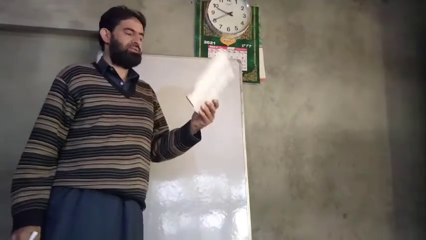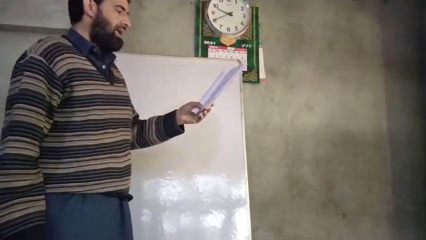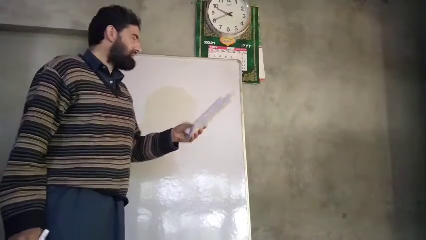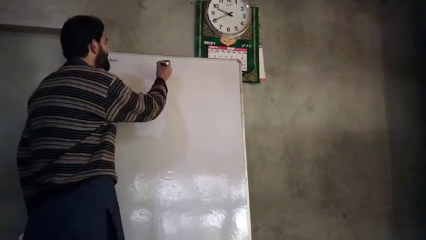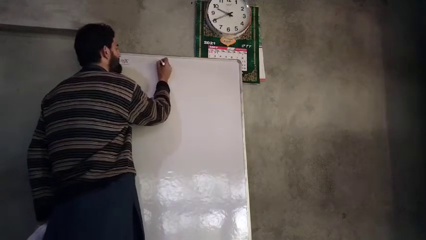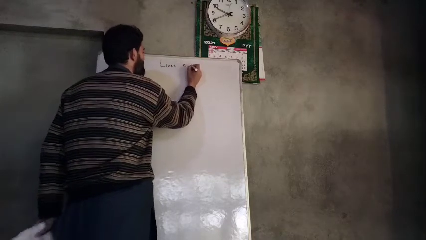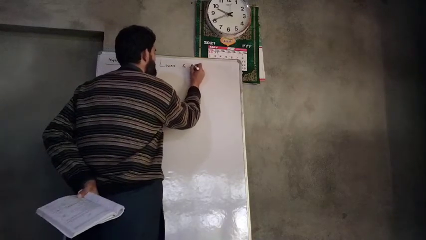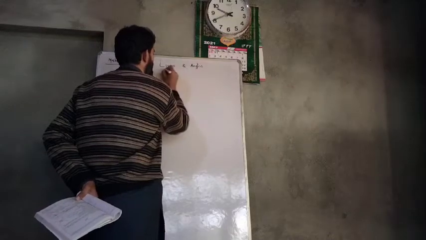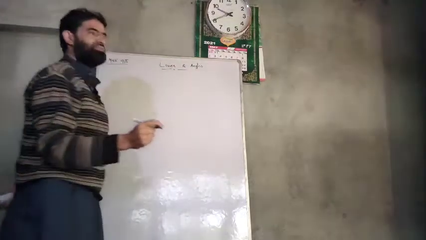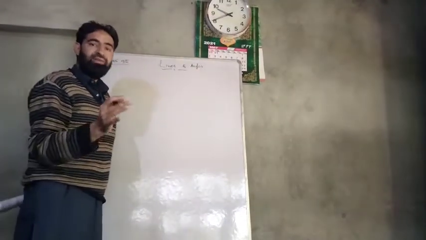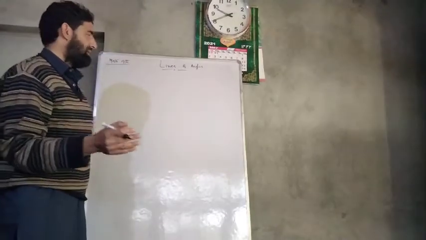And we have started from last lesson the chapter lines and angles, and we have proved that vertically opposite angles are equal. This is math 9th, lines and angles, new chapter. In our previous lesson, we have proved that the vertically opposite angles are equal.